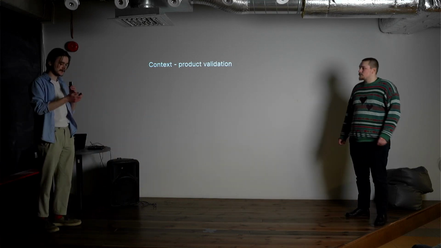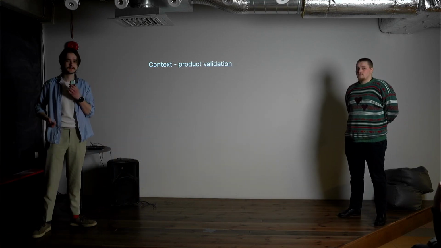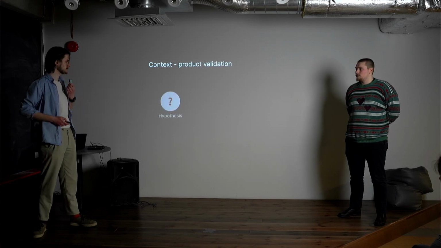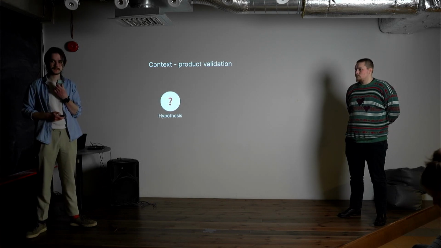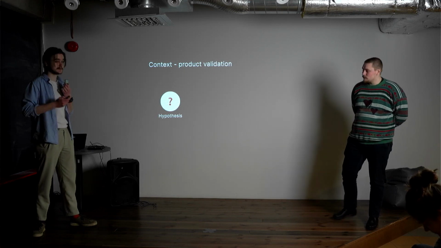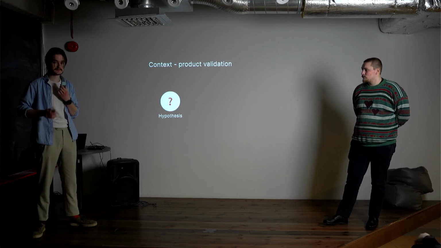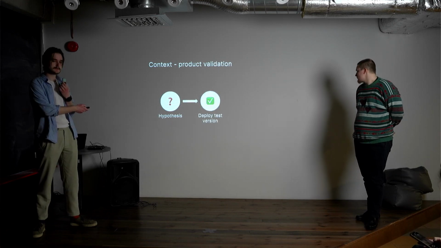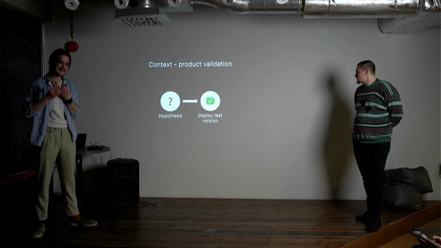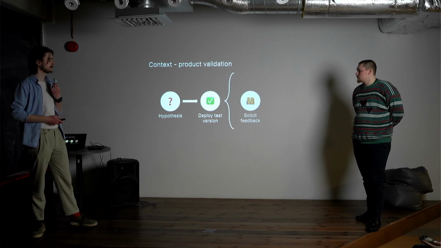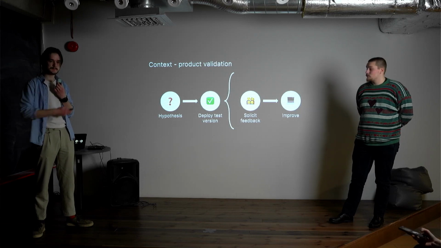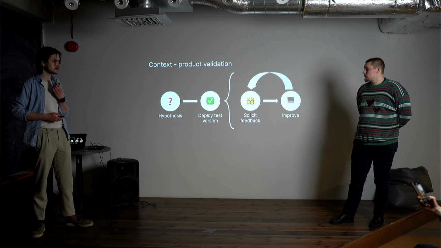Right, so for context, we are currently trying to validate our product. And to validate your product, first you need a hypothesis, which we developed by experimenting. And we did some data validation as well, but it was not good enough. Then you deploy a test version in order to validate your hypothesis in practice. After that, you solicit feedback. You improve your product based on the feedback, and you do this iteratively.